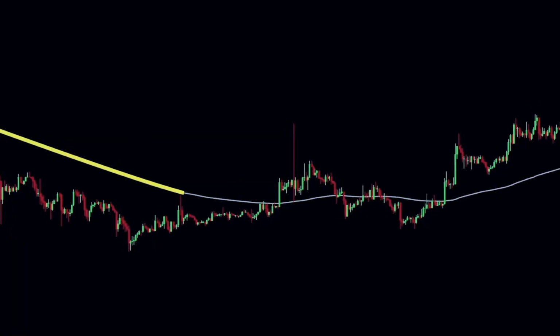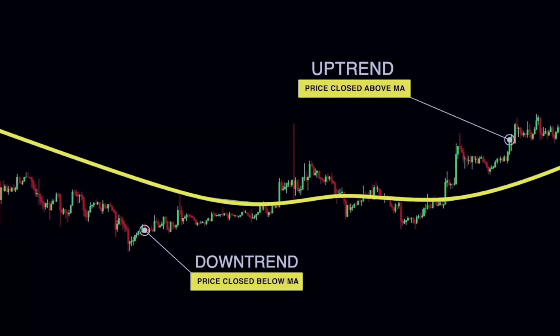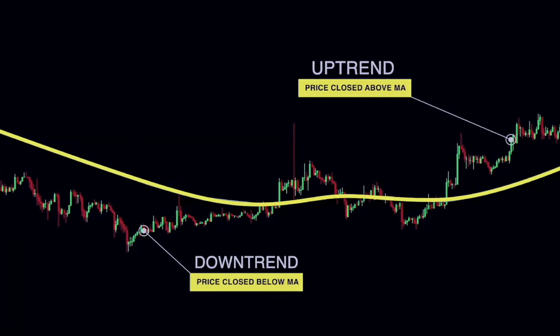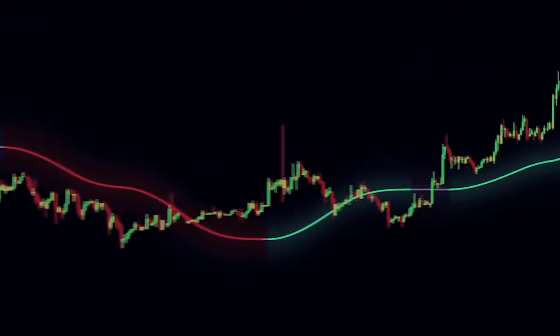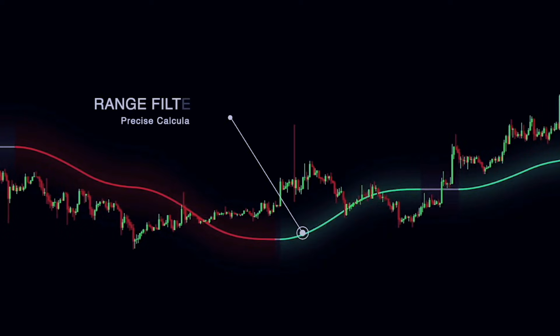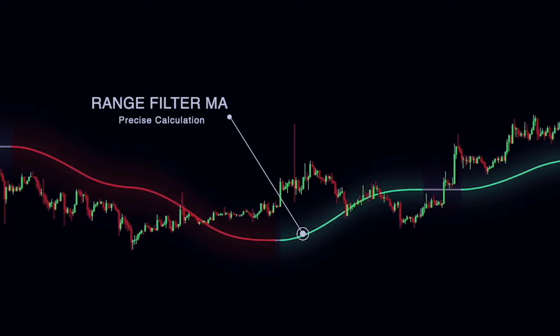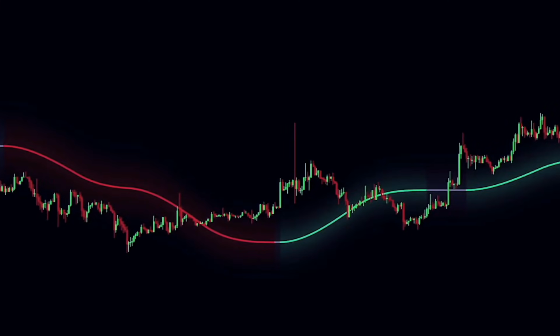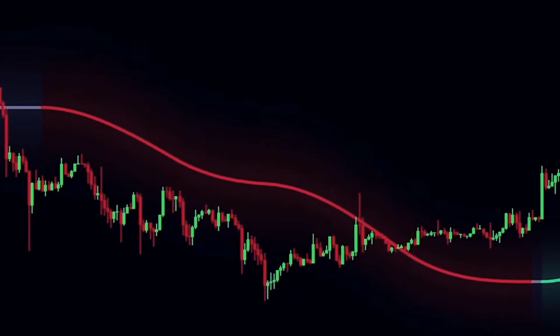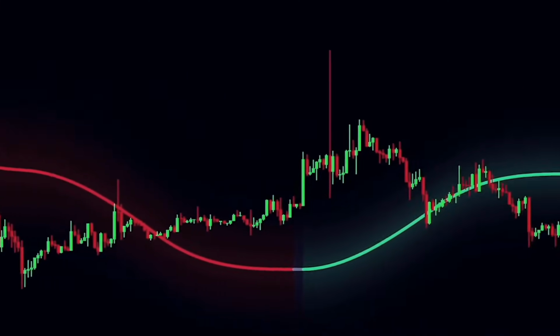A moving average is one of the most important tools in technical analysis. It helps you figure out the overall market trend and can act as both support and resistance. But what if I told you there's a free TradingView indicator that's 10 times more accurate than the standard moving average? Trust me, you've never seen anything like this before.